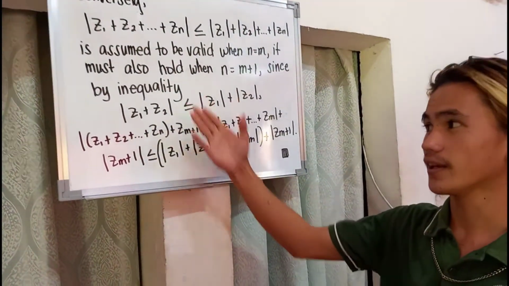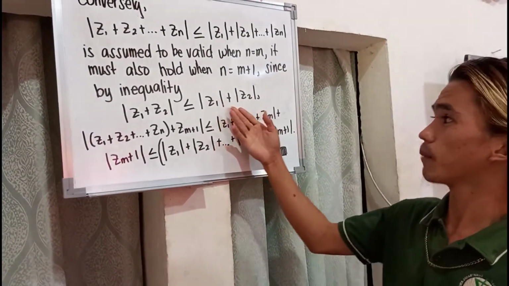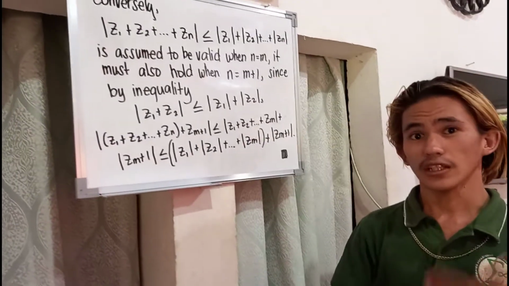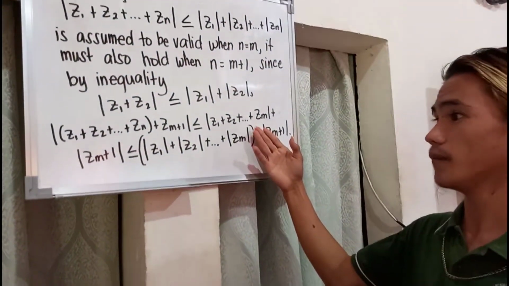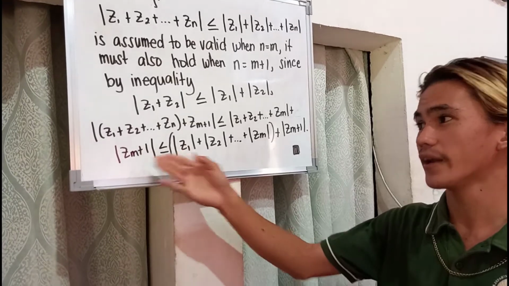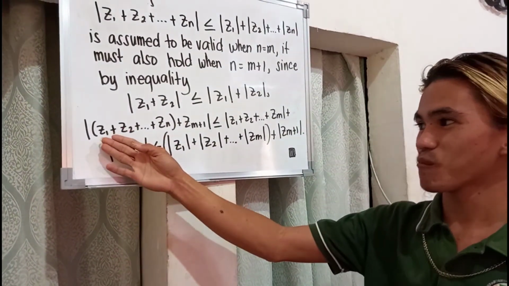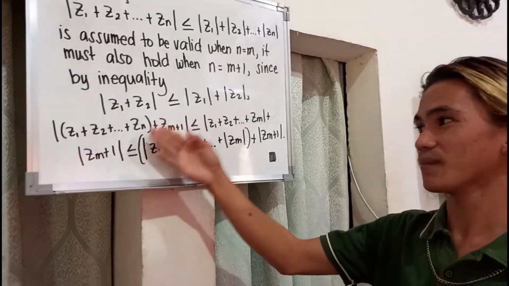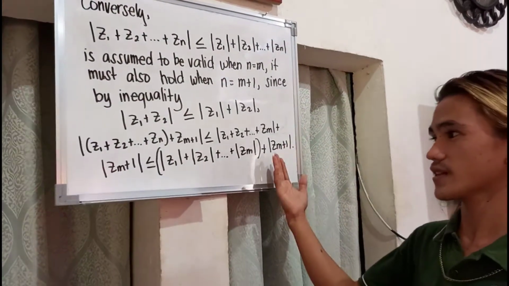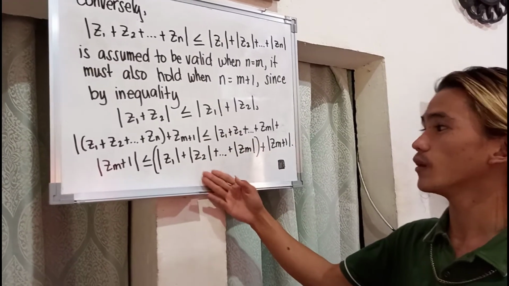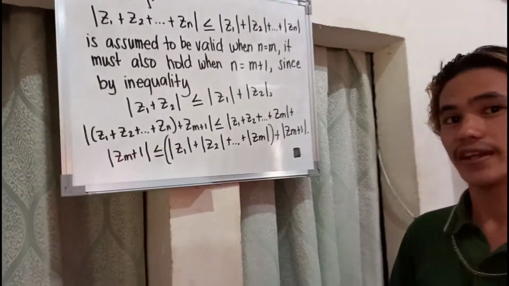Since by the inequality, the modulus of z sub 1 plus z sub 2 is less than or equal to the modulus of z sub 1 plus the modulus of z sub 2, so the modulus of z sub 1 plus z sub 2 plus ... plus z sub n plus the modulus of z sub n plus 1 is greater than or equal to the modulus of (z sub 1 plus z sub 2 plus ... plus z sub n plus z sub n plus 1), which is less than or equal to the modulus of z sub 1 plus modulus of z sub 2 plus ... plus modulus of z sub n plus modulus of z sub n plus 1. And that is the end of the proof.